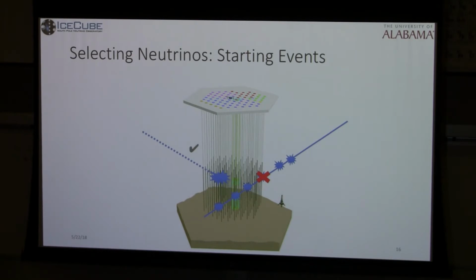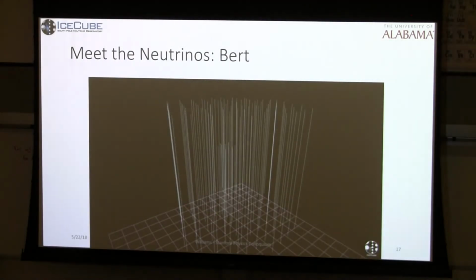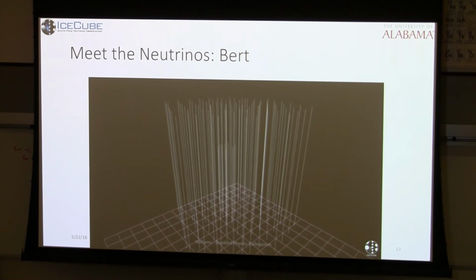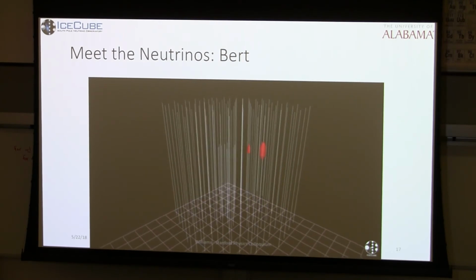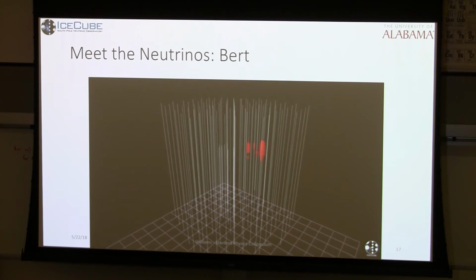And of course, there is some background of muons and atmospheric neutrinos that can sneak past this, either in energy or in the veto, but this will get us to the point where we can detect astrophysical neutrinos with high significance. So this is one of the early events that we got from the first 2 years of our search. Back then we named them all after Muppet characters, so this is Bert.